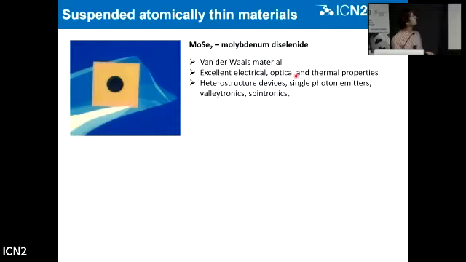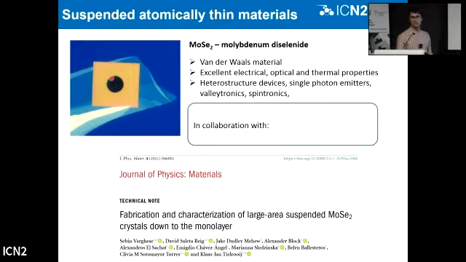In short, we basically exfoliate these thin flakes of the molybdenum diselenide, and we transfer them onto this substrate, which has a hole in the middle in this black region here. For more information about the specifics of how we do this, you can look at our recent technical note published in collaboration with the Photonics and Photonic Nanostructures group here at ICNT. Apologies, their logo is missing.